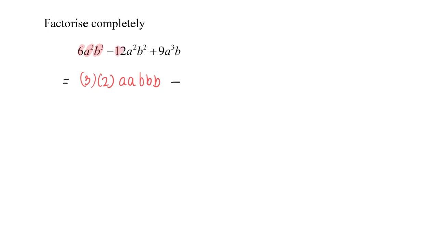Minus, so 12, I will write it as 3 times 4. Same for a power 2, a times a. B power 2 is b times b. Plus my 9. 9 will be 3 times 3. A power 3 is a times a times a. And I still have my b down there.